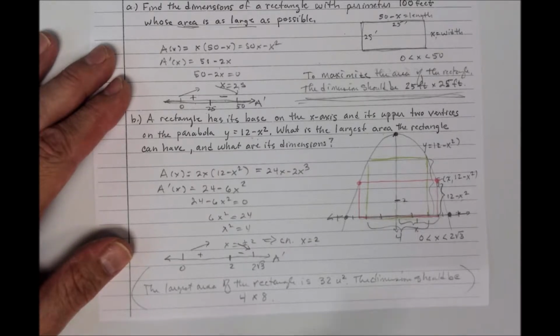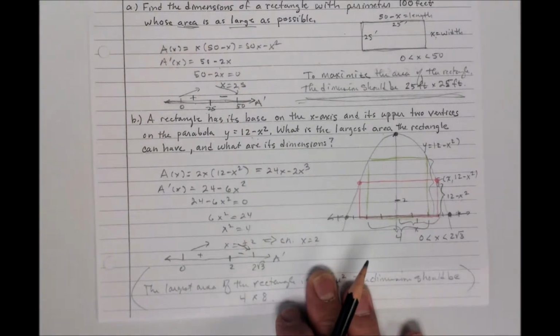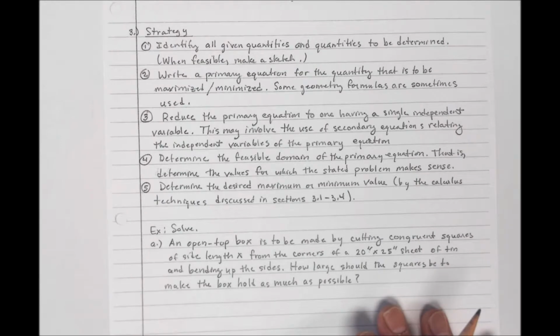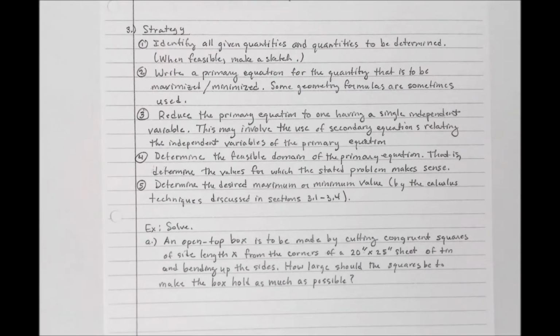Now I do have a strategy here that I'm sure you can find in just about every textbook. And there it is. Identify all quantities and quantities to be determined. And it says, when feasible, make a sketch. Well, as soon as you see the words when feasible, you know I probably copied this down off of something, because that's not how I typically talk. Make a sketch. I always think a sketch is going to be useful whenever possible, and in a lot of these problems it will be possible.